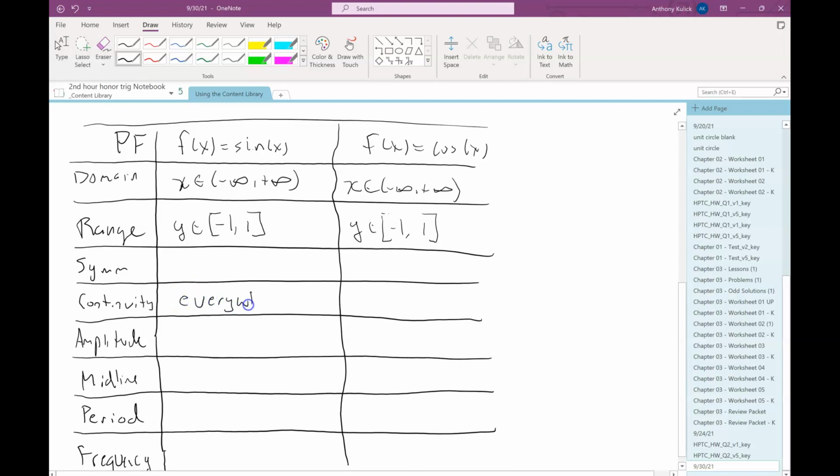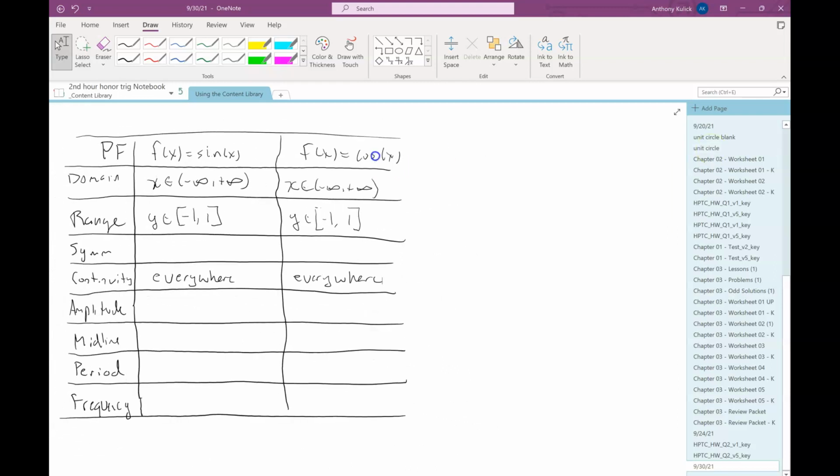And we know that since the domain for sine and cosine is all real numbers, and they correspond to points on the unit circle, and there are no gaps in the unit circle, we know they're going to be continuous everywhere. If I draw the graph of sine or cosine, it's going to be everywhere continuous. So what is the graph of sine or cosine going to look like?